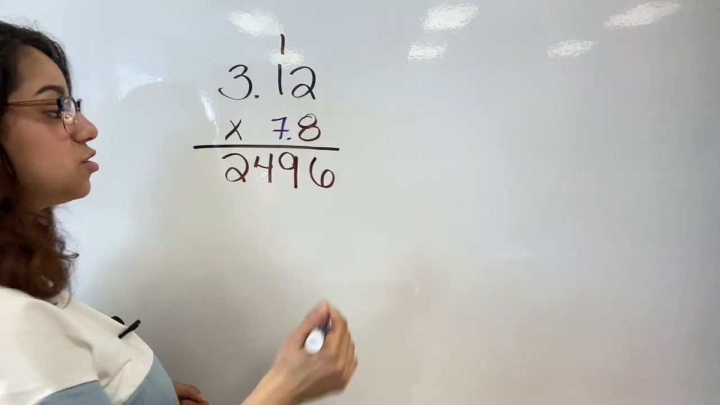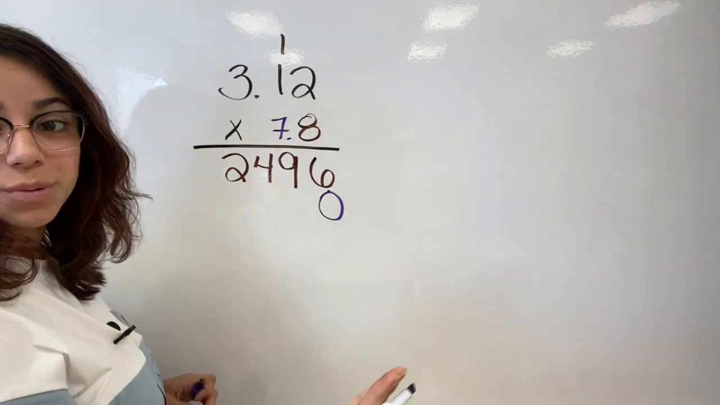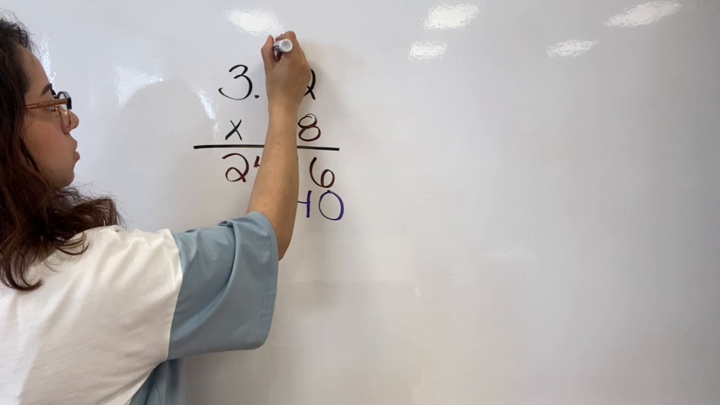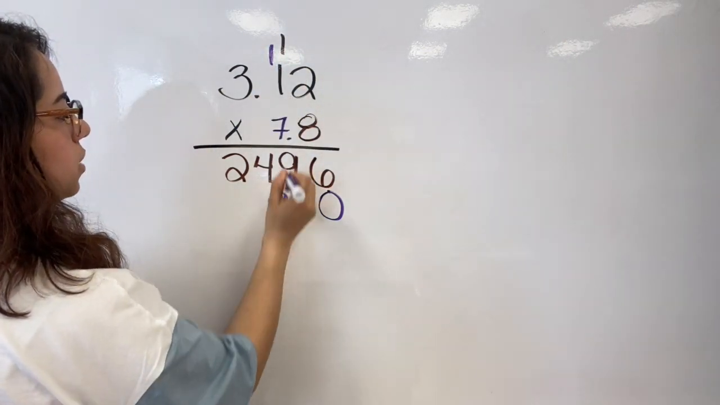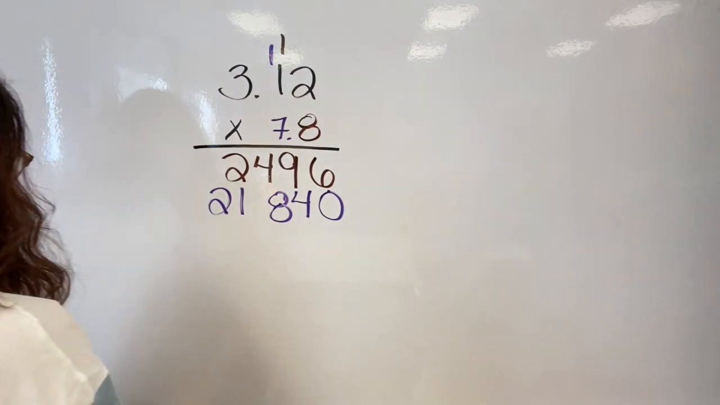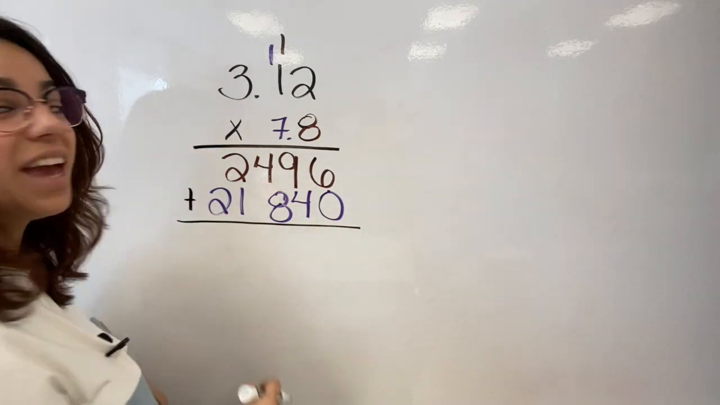Very first thing that I do when I go on to the second one, I put my placeholder. Now I can multiply my second row. 7 times 2 gives us 14. 7 times 1 gives us 7 plus 1 gives us 8. 7 times 3 gives us 21. Now we can add everything together.